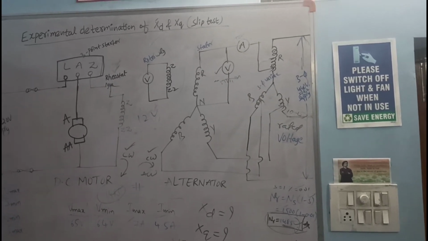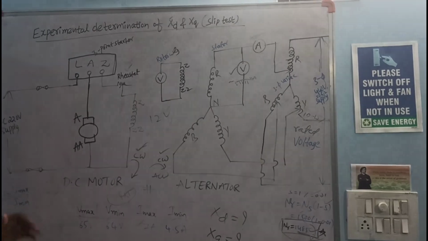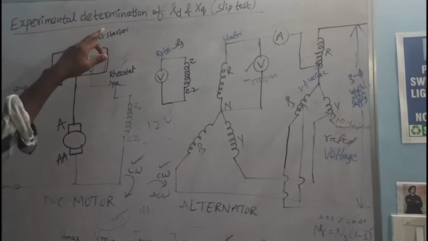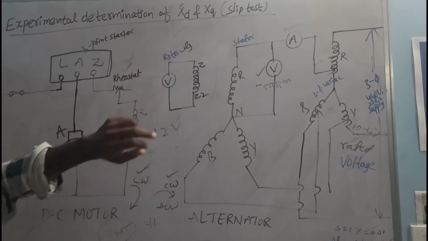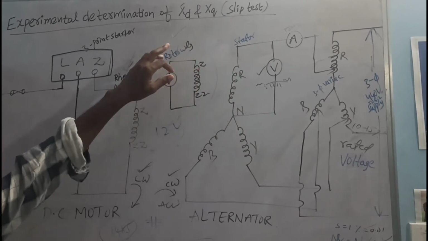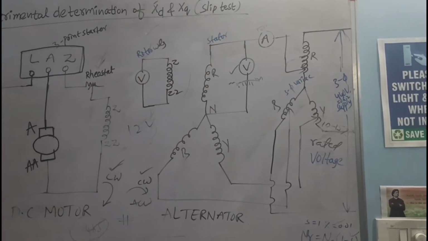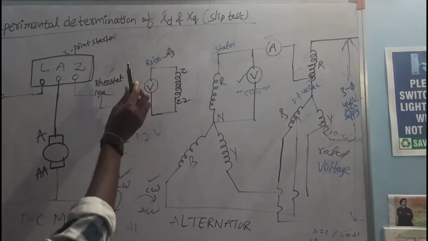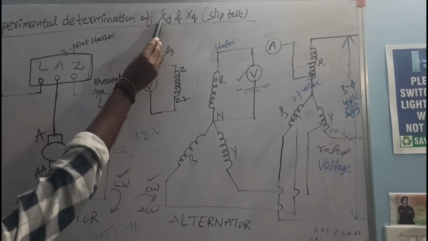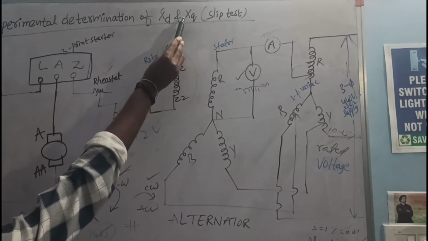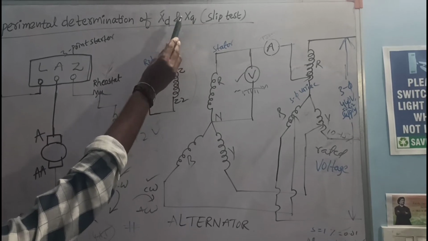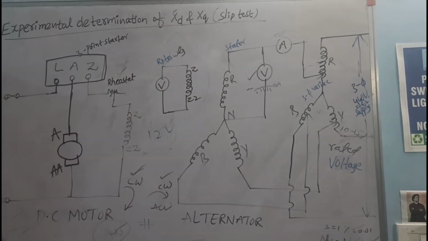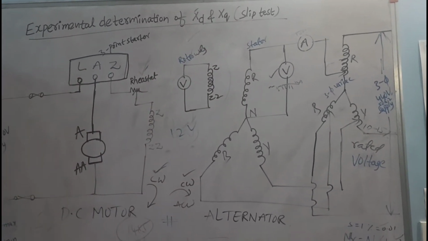Hi to all. So today our topic is experimental determination of XD and XQ, also called the slip test. So what is XD? XD means direct axis reactance. XQ means quadrature axis reactance. So this is one experiment in the machine lab.